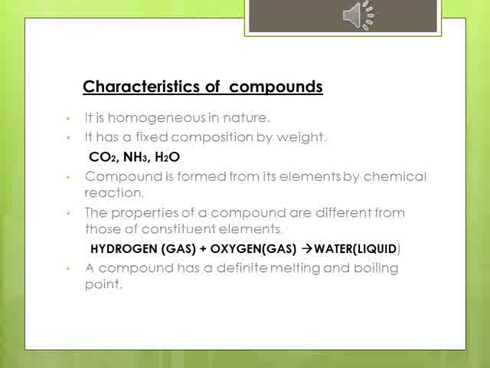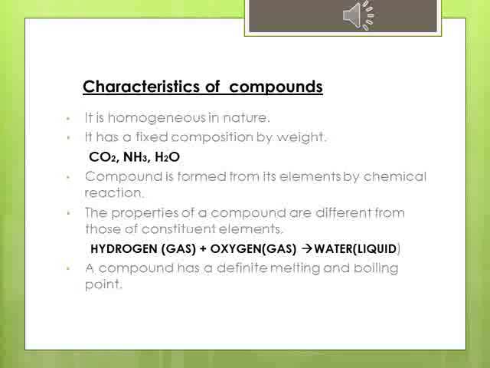Compounds are formed from their elements by chemical reaction. So for a compound to be formed, the elements which are there need to be chemically bonded. You cannot just keep hydrogen in one test tube, oxygen in another test tube, and wait for water to form. That will not happen. The two, hydrogen and oxygen, have to combine chemically to give us water.